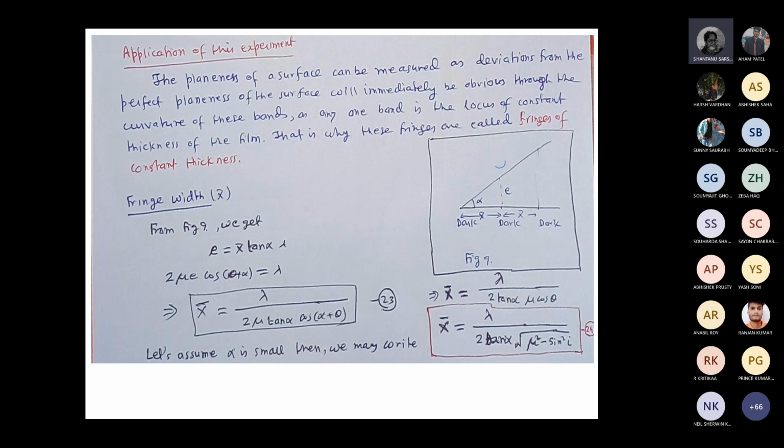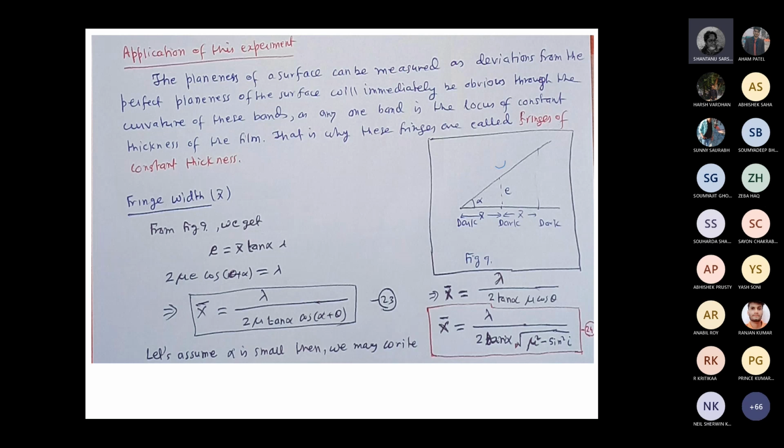For example, here you have a dark band, and the next dark band comes here, where the thickness E satisfies this condition. That is, the thickness E satisfies the condition 2 mu cos(theta plus alpha) equals lambda. That is the first order dark band condition. If this is alpha, then tan alpha will be E by X bar. Let the distance between the two dark bands be X bar. That is the fringe width.